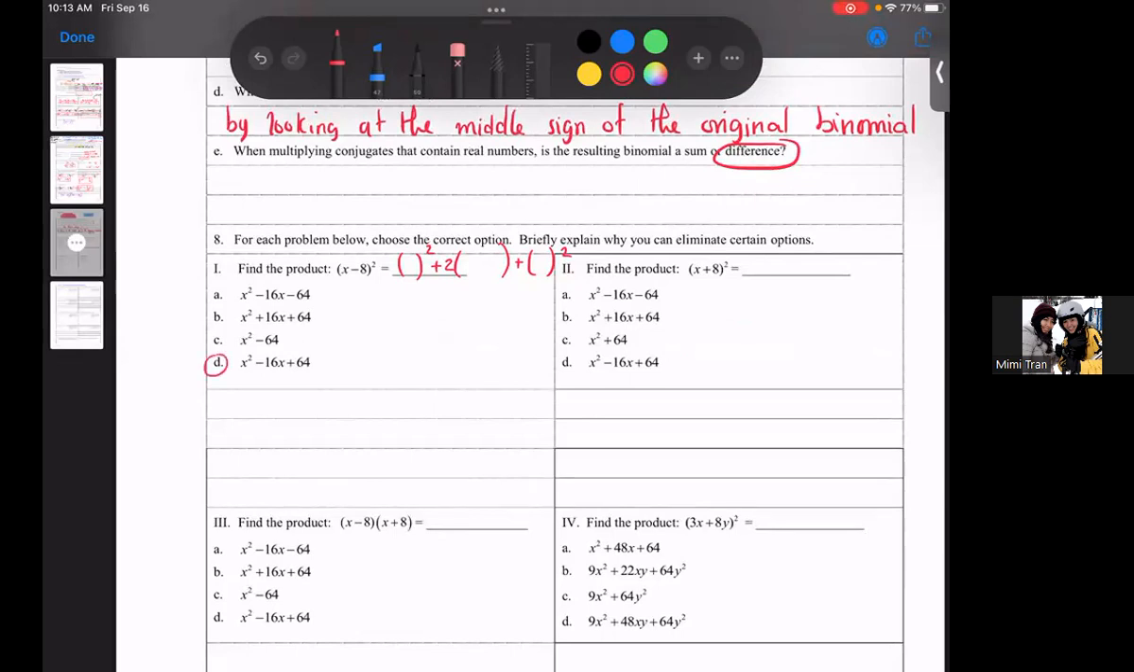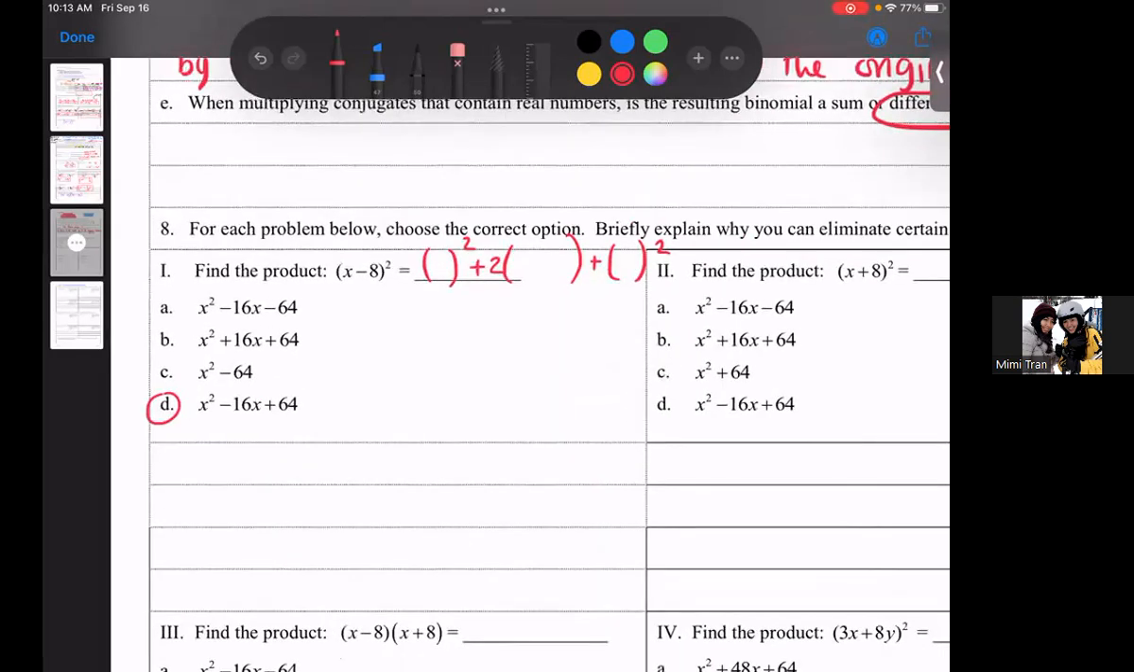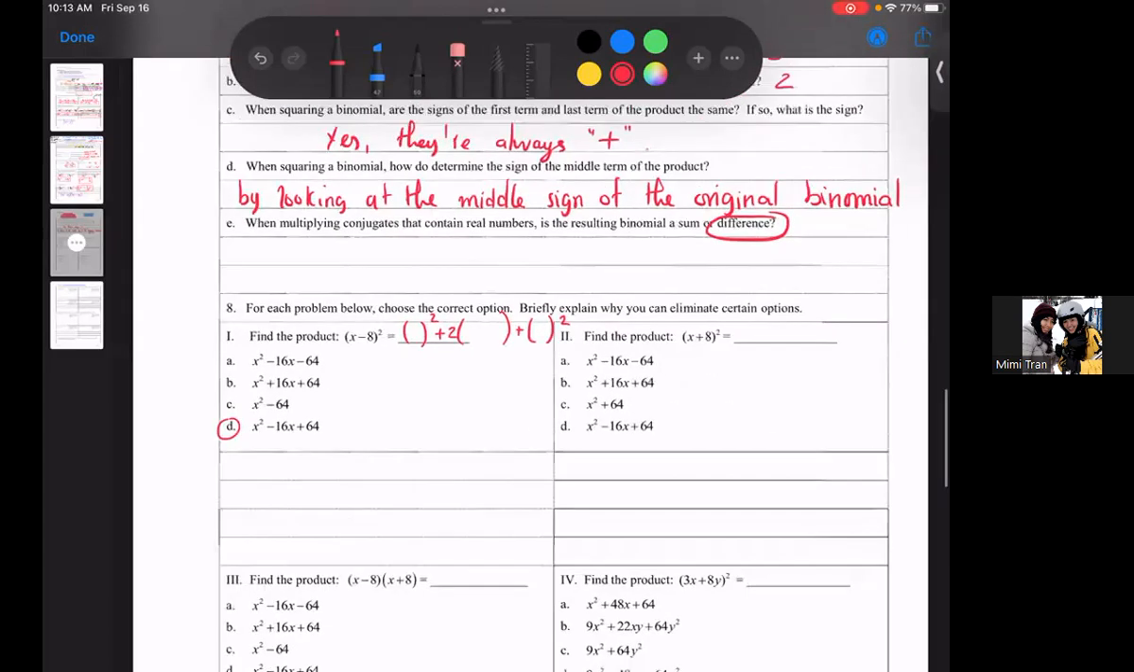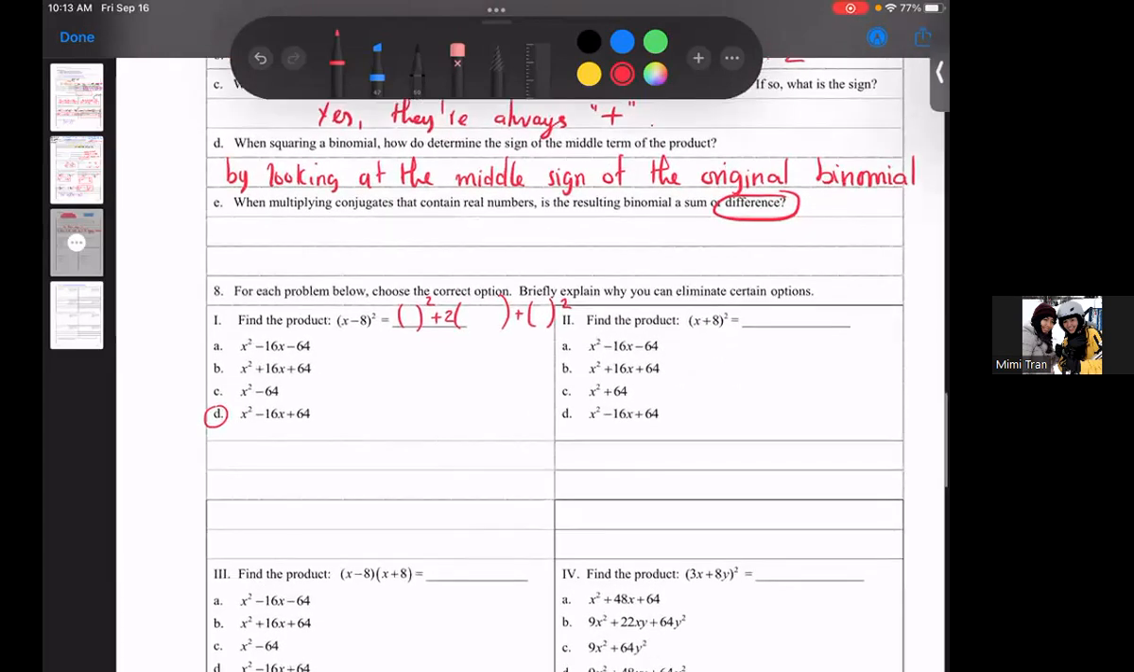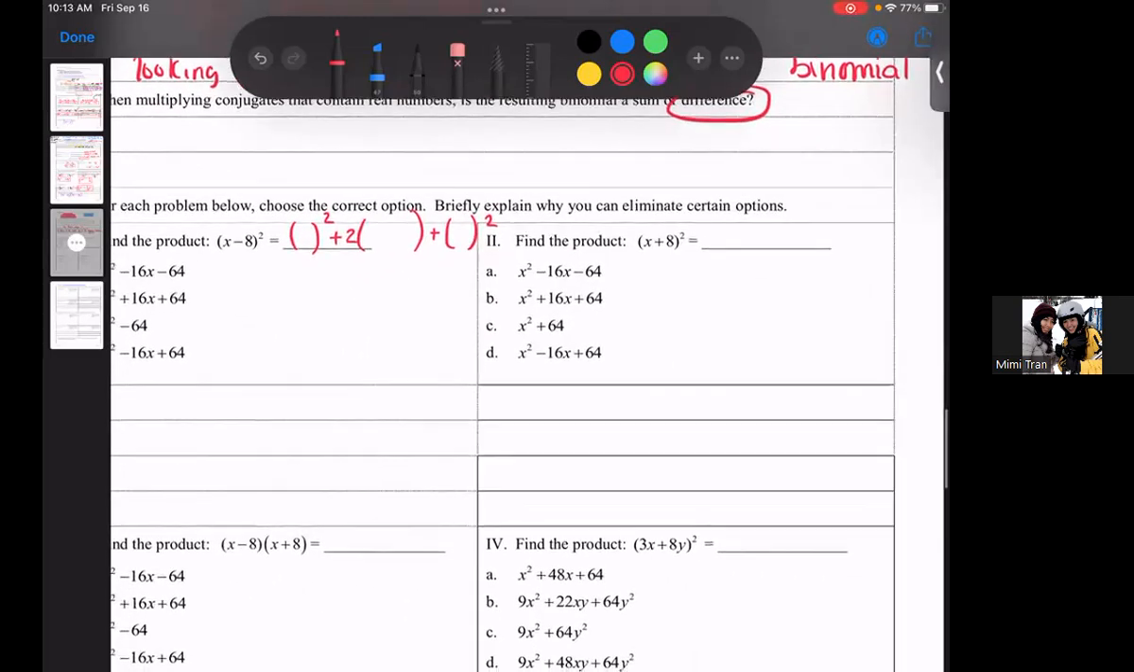Number 1. What did you pick? D, right? So you square the first, x squared times x squared. Negative 8 times negative 8 is positive 64. And then you multiply the two together and double it. And the sign follows the original problem, right? So negative 16x.